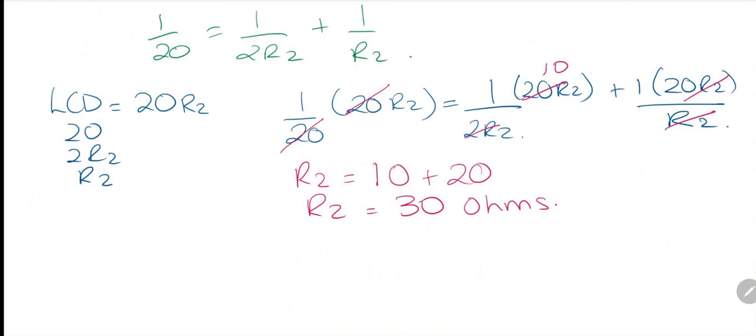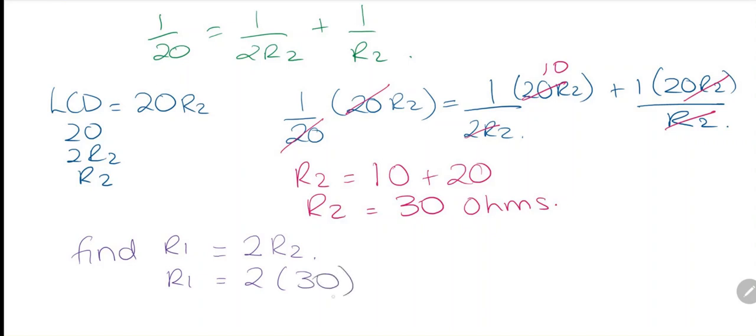Now the question also asks us to find R1. So if we're told R1 is equal to twice the resistance of R2, R1 is going to be 2 times 30, because we know that R2 is 30. So R1 will be 60 ohms.